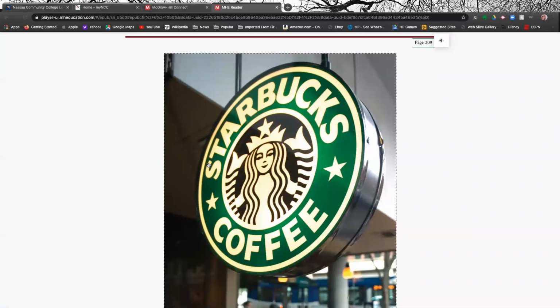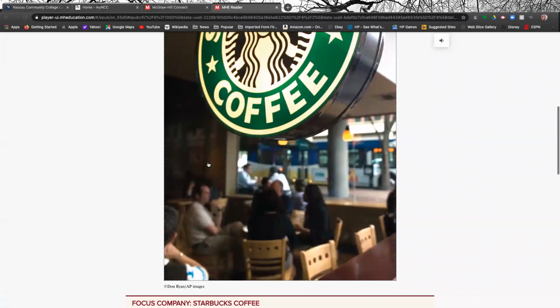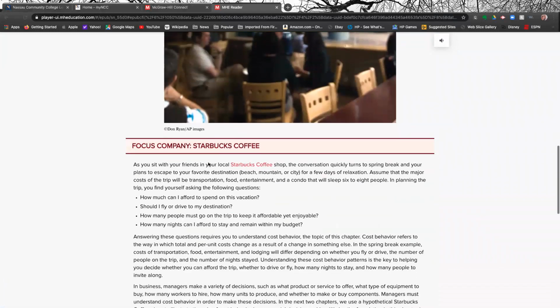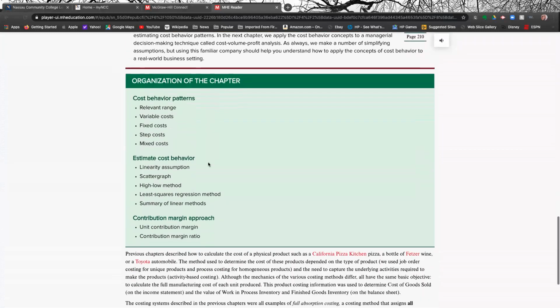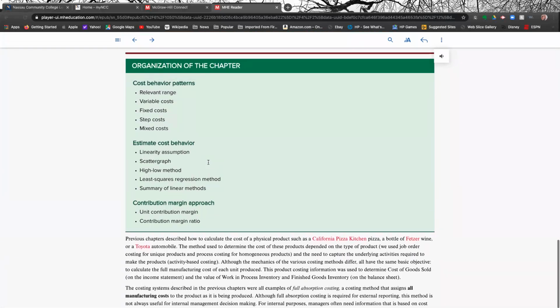So they use Starbucks as an illustration in this chapter. That's something I guess most of us can identify with. How much does it cost to make a cup of coffee? What are the fixed costs? What are the variable costs?